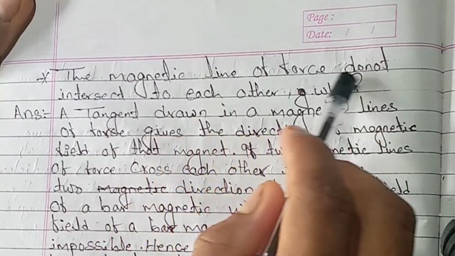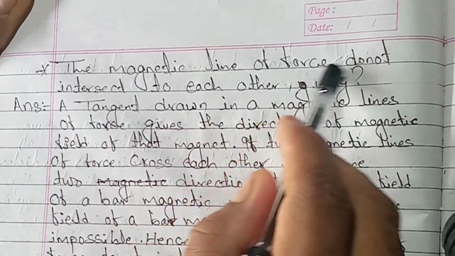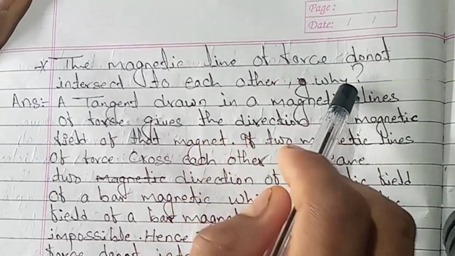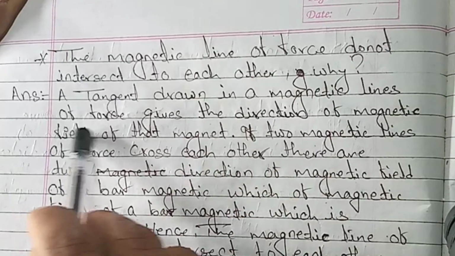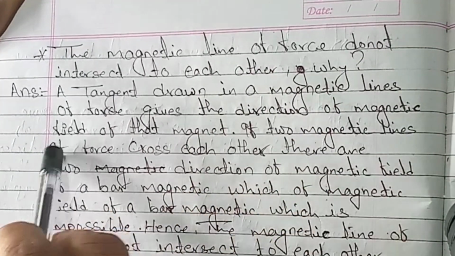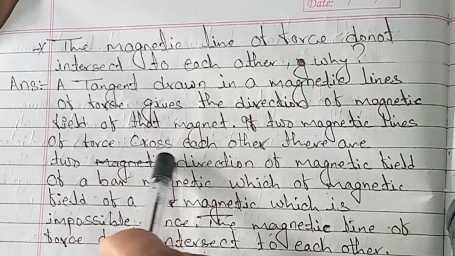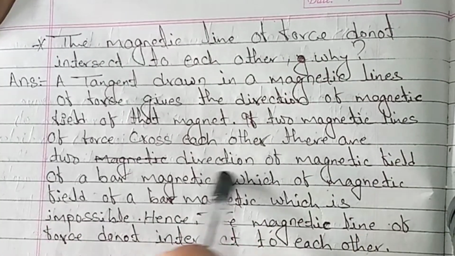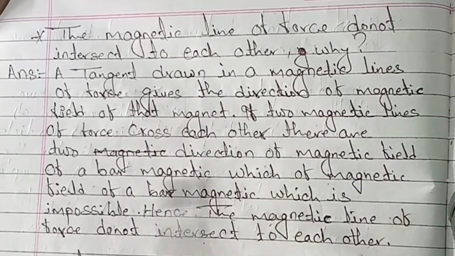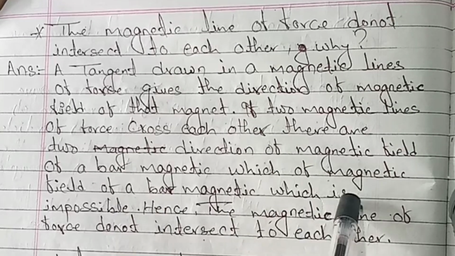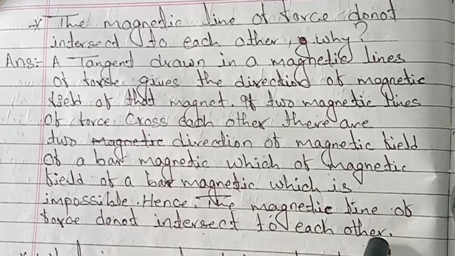The magnetic lines of force do not intersect each other. Why? Answer: A tangent drawn to a magnetic line of force gives the direction of the magnetic field of that magnet. If two magnetic lines of force cross each other, there would be two directions of the magnetic field of a bar magnet at that point, which is impossible. Hence the magnetic lines of force do not intersect each other.